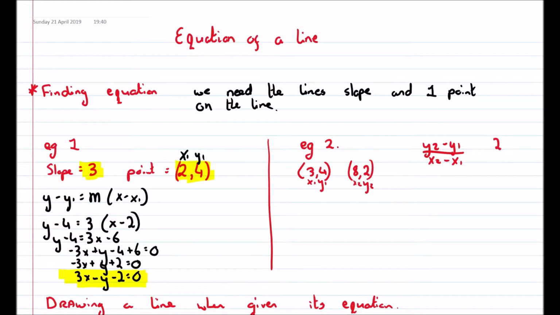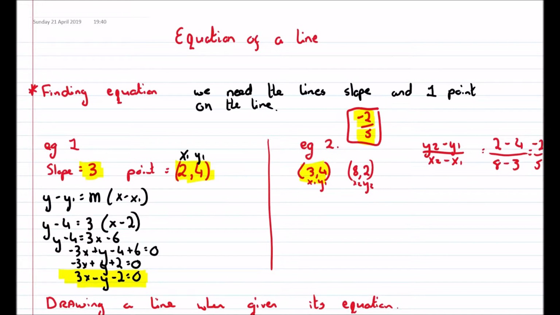So we have 2 minus 4 and 8 minus 3, and that will give us minus 2 over 5. Okay, so the slope, I'll write it up here, is minus 2 over 5. Now, we also need 1 point on the line. Well, we have 2, so we take whichever one we want. Okay, here's my slope, and I'll take this point.